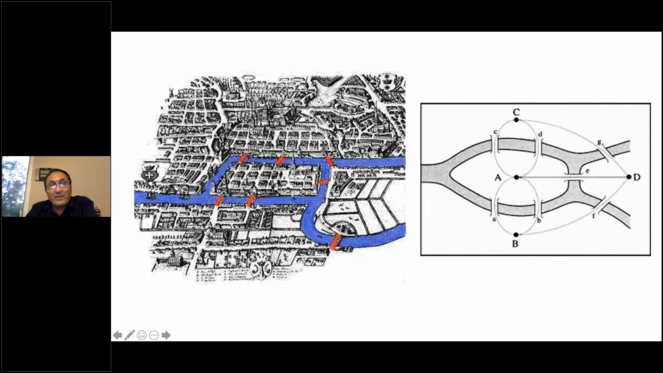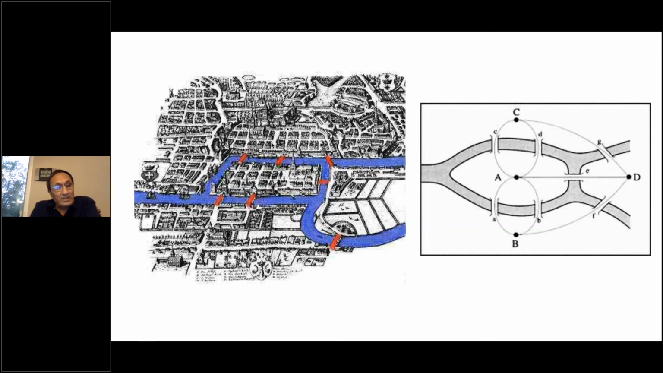And the question that people in this town were asking was, can I start from somewhere in the town, walk over all the bridges so that I walk over all the bridges once, and I get back home after completing this walk? And people tried to do that by starting at different places, and they couldn't do it.